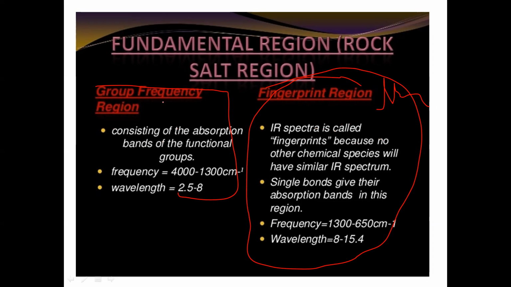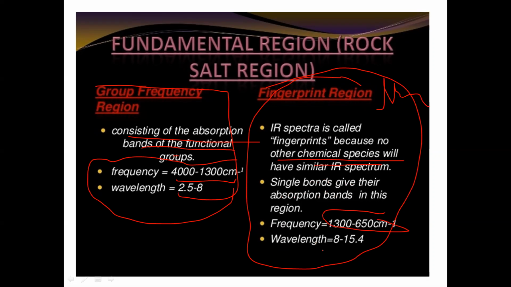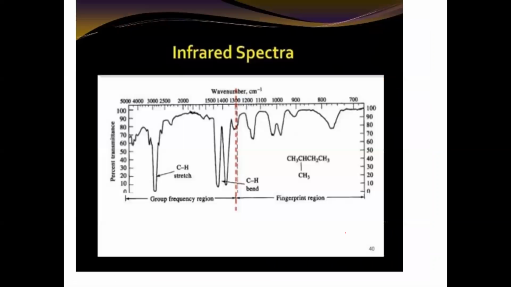Okay, so the group frequency region consists of the absorption bands of the functional groups. These functional groups majorly appear in 1300 to 400 centimeter inverse, and you can see the wavelength 2.5 to 8. Okay, and the fingerprint region is so called because no other chemical species will have a similar IR spectrum. Single bonds give their absorption bands in the frequency region 1300 to 650 centimeter inverse, wavelength 8 to 15.4. Okay, so you can see this is the group frequency region and this is called the fingerprint region.